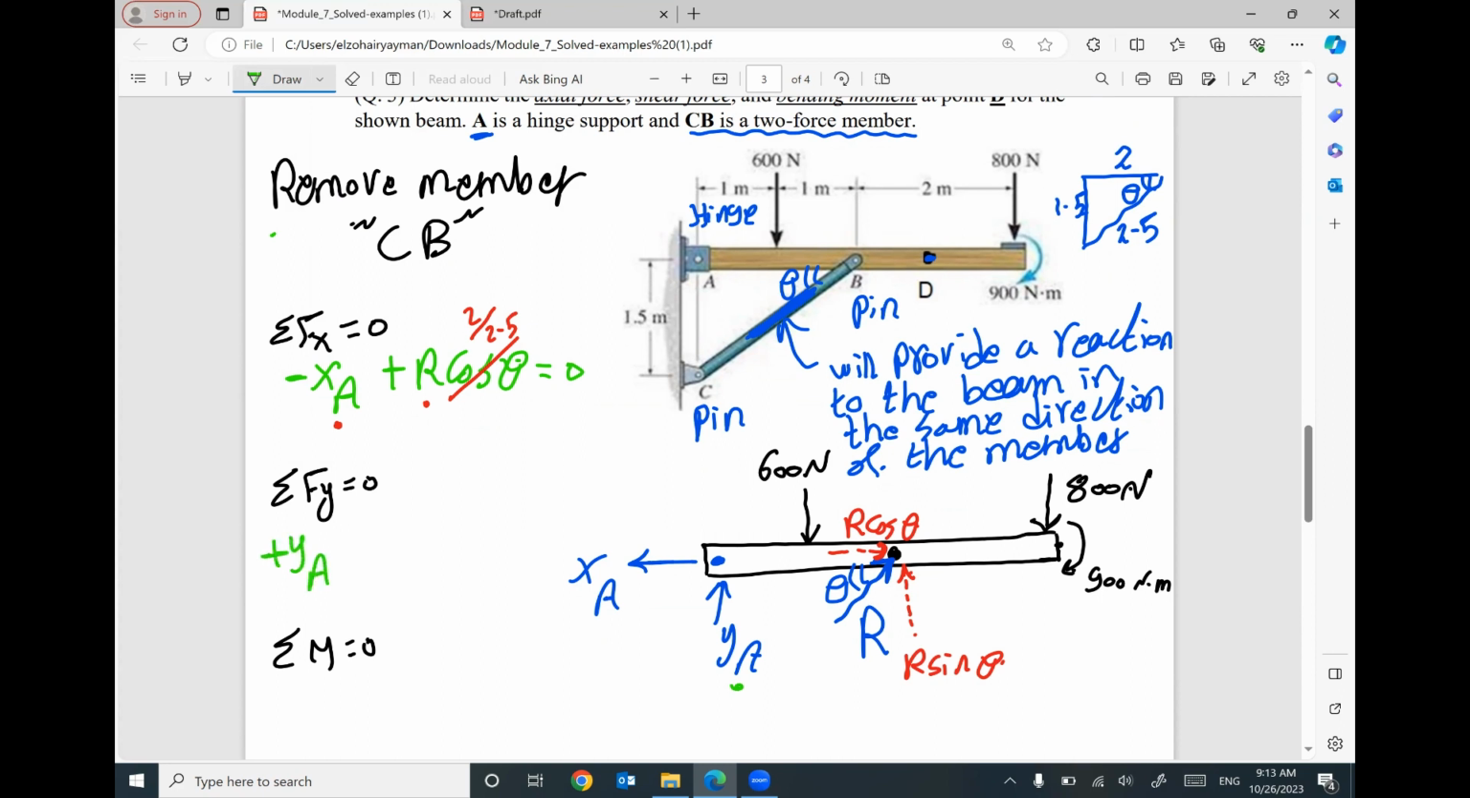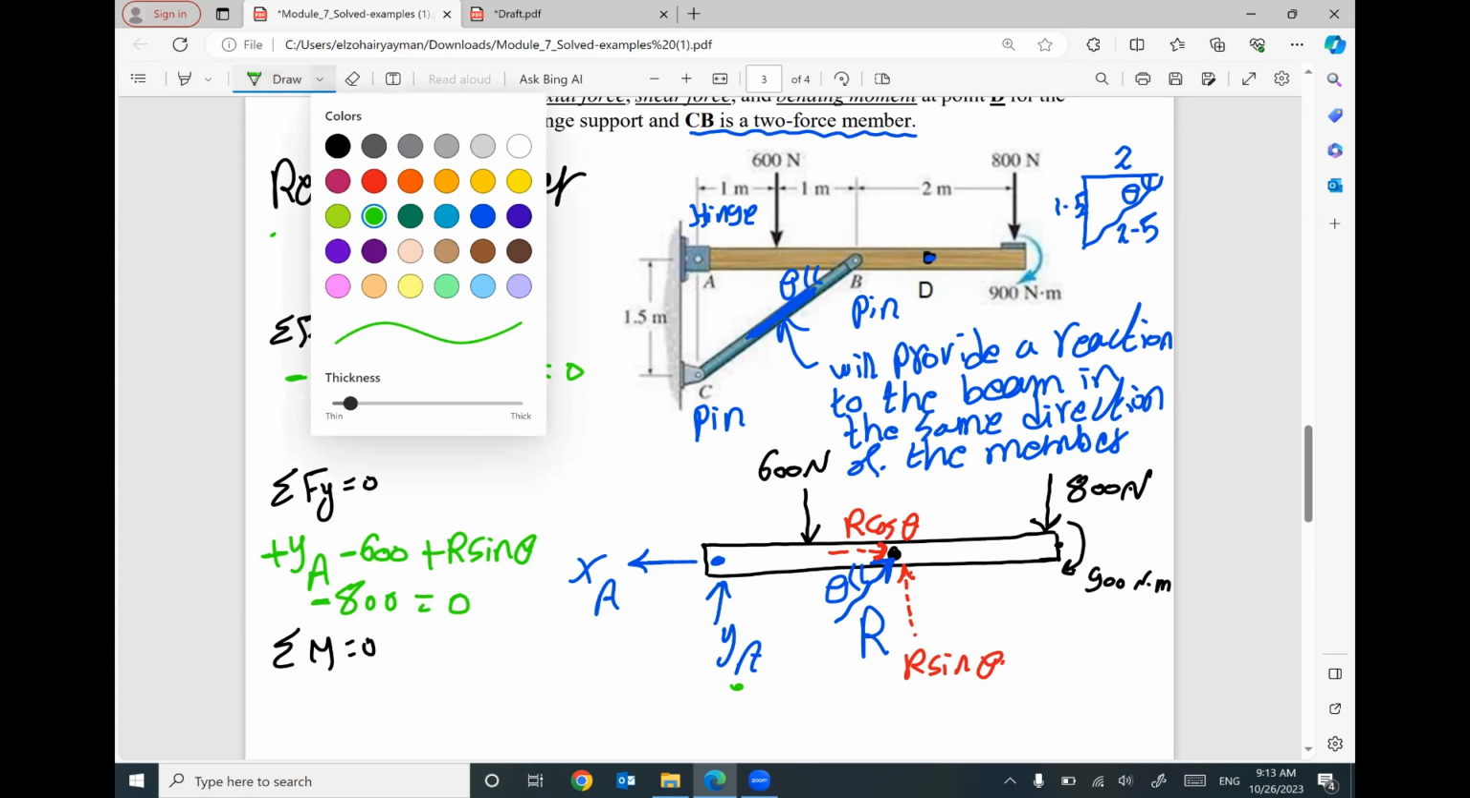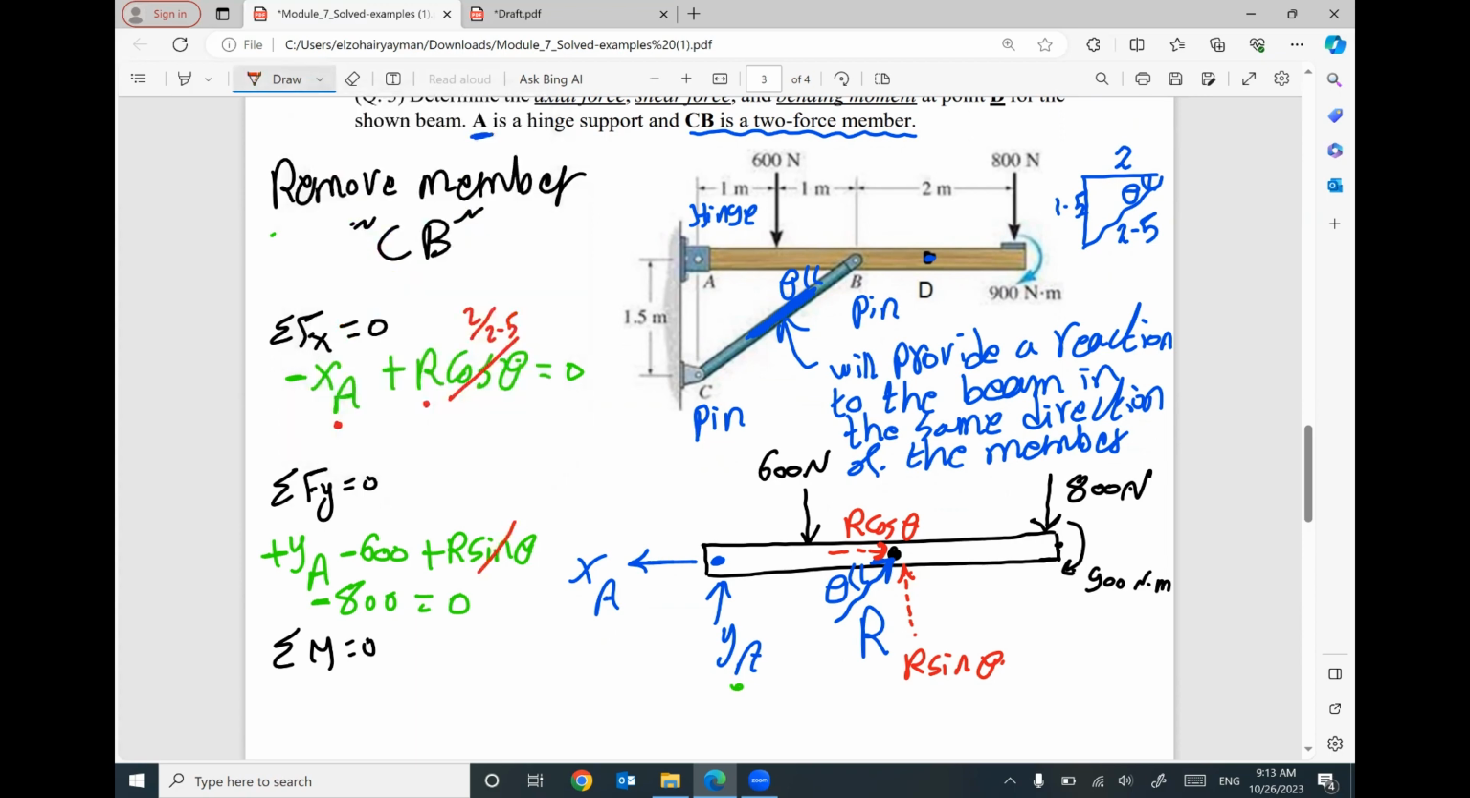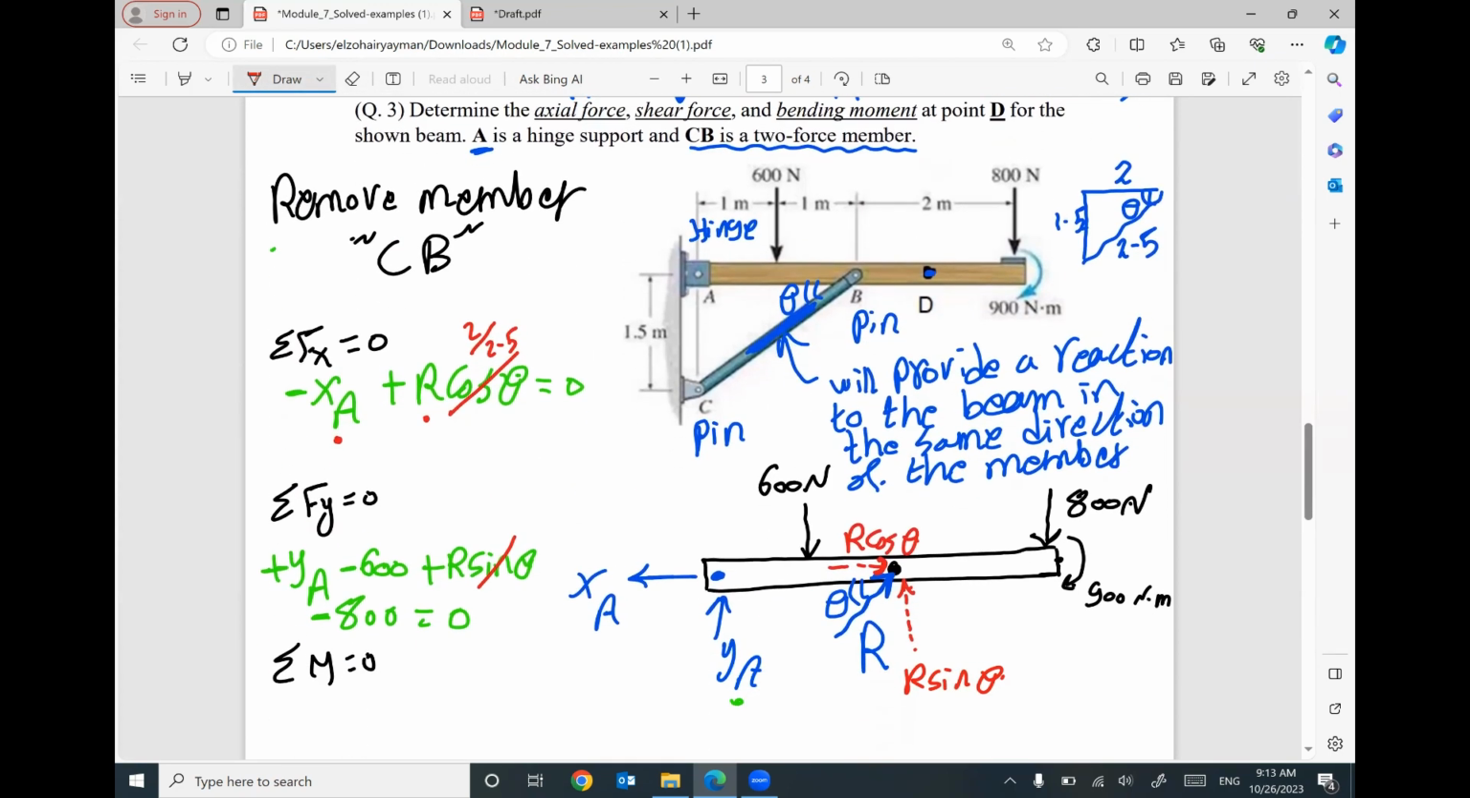We have positive negative 600, positive R sine theta, negative 800 equals 0. Yes, I do have the value of sine theta equal 1.5 divided by 2.5. However, YA and R are still unknowns. I cannot do anything more. Leave it.